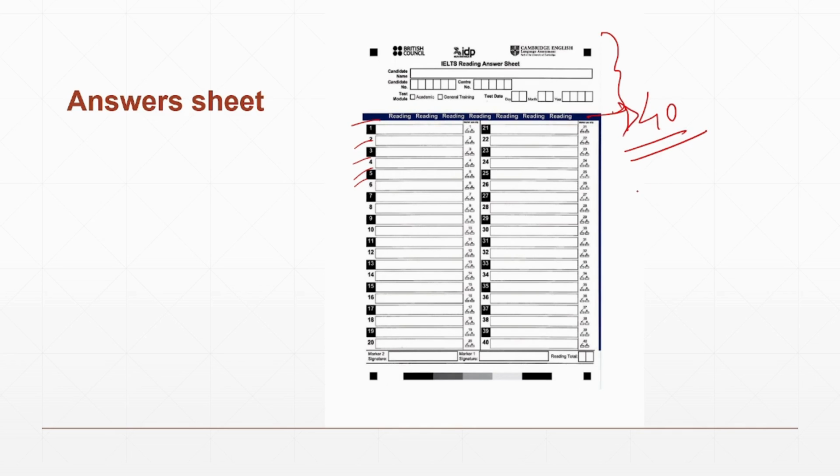In case you are not able to read the paragraphs completely, or you are not able to complete the test, no worries. At least try to mark the answers whatever you feel is okay. If you get it correct, you might get a 0.5 band difference. In case it is wrong, then you are already leaving it, so there is no negative marking. I would suggest go ahead and mark all the 40 questions and try to complete your test within the time limit.